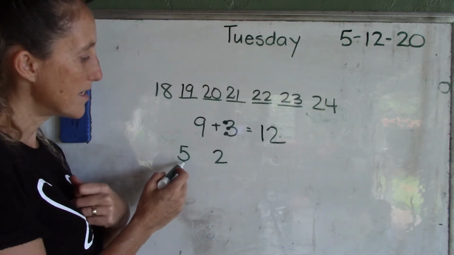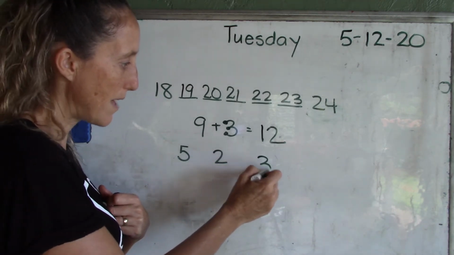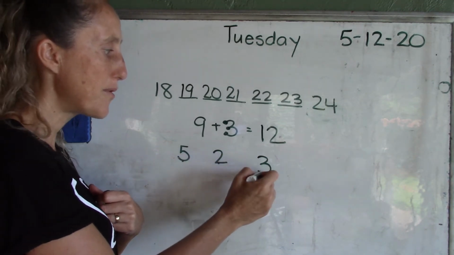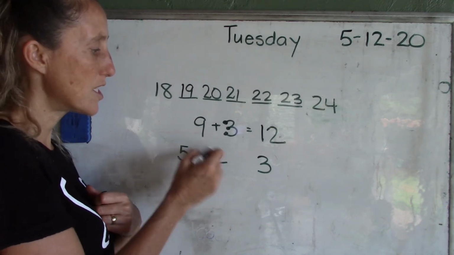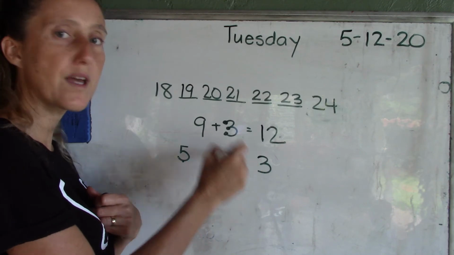So we had 5 boys building and 2 girls building. 3 boys went away. Do we have to worry about the girls? No, because this question isn't about the girls. It's only about the boys. There were 5 boys and 3 went away.